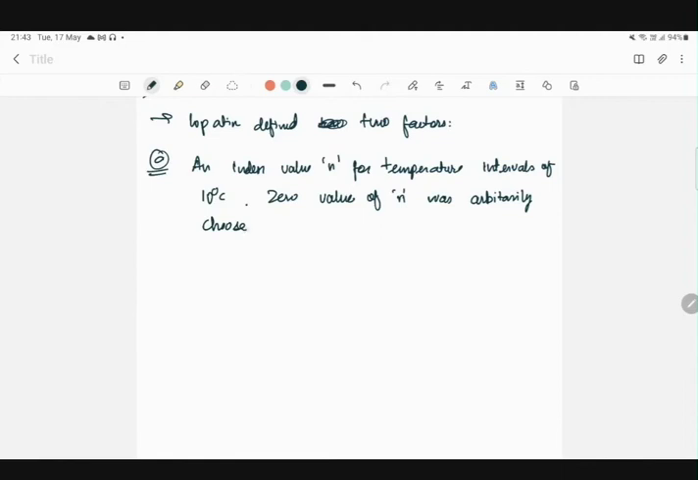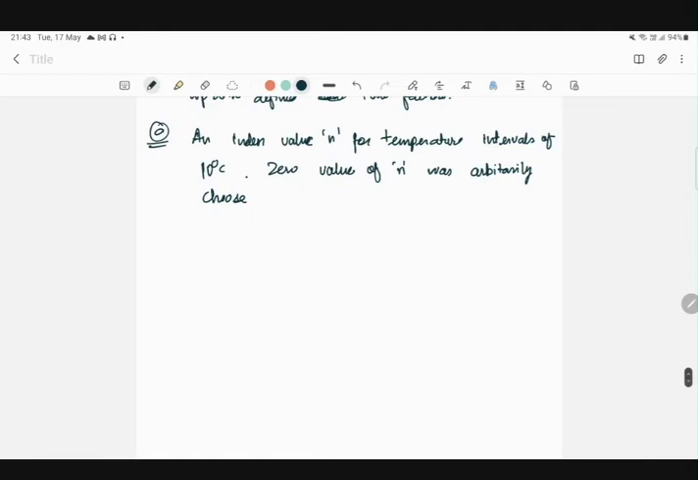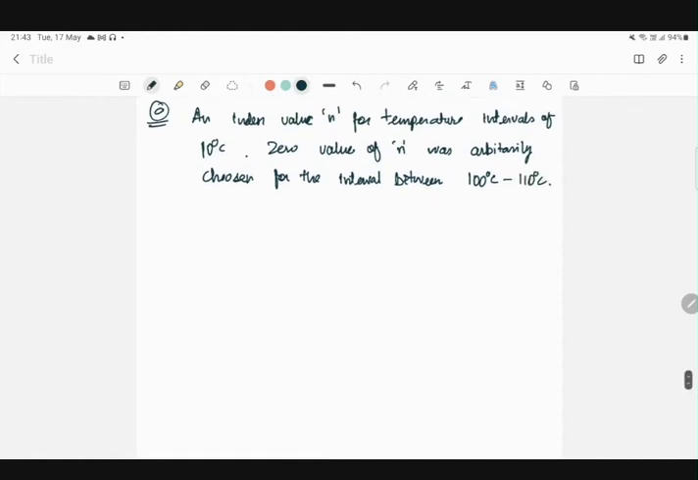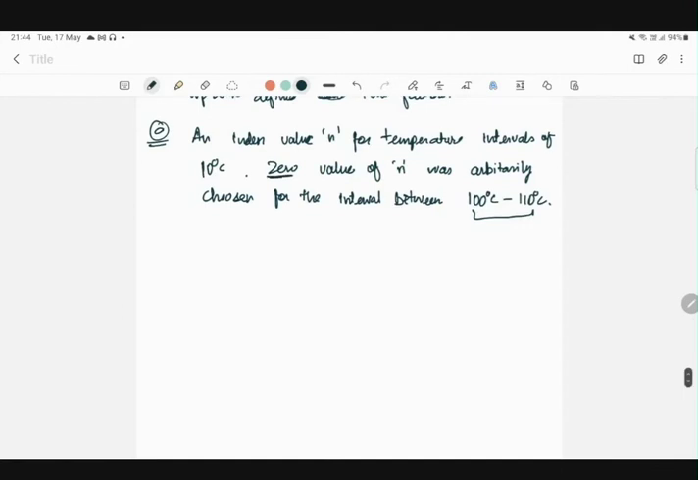Whatever we are writing is to define a formula for the time temperature index, or say Lopatin's method. And for that, Lopatin defined two factors. First is n, an index value, and it depends on the temperature intervals of 10 degrees Celsius. The zero value of n was arbitrarily chosen for the interval between 100 degrees Celsius and 110 degrees Celsius. So for this range, zero was chosen.